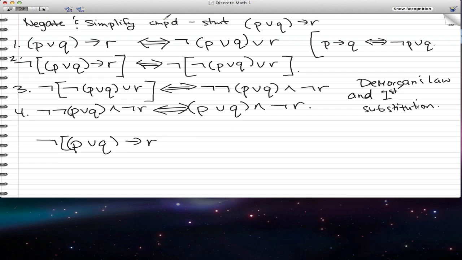They want us to negate and simplify this compound statement. So the negation of that is logically equivalent to P or Q and negated R. I know it's kind of confusing, but practice makes perfect. You have to go through a lot of these questions on your own and try to simplify as many compound statements as you need to understand the process of simplifying statements. But that's it for simplifying statements.